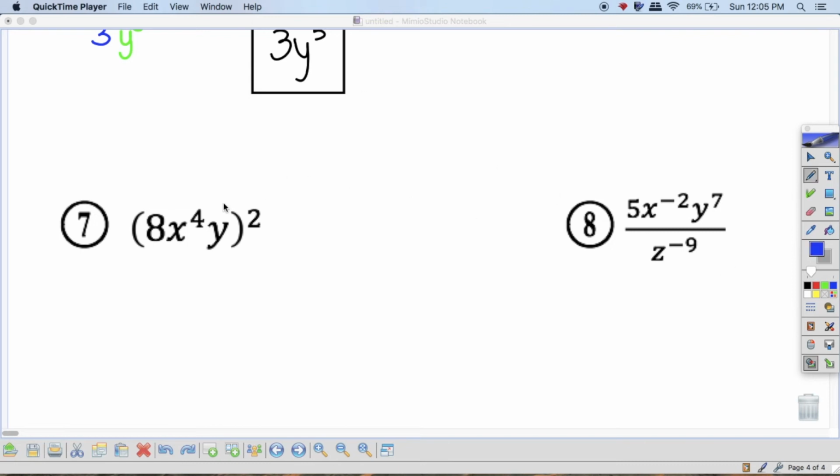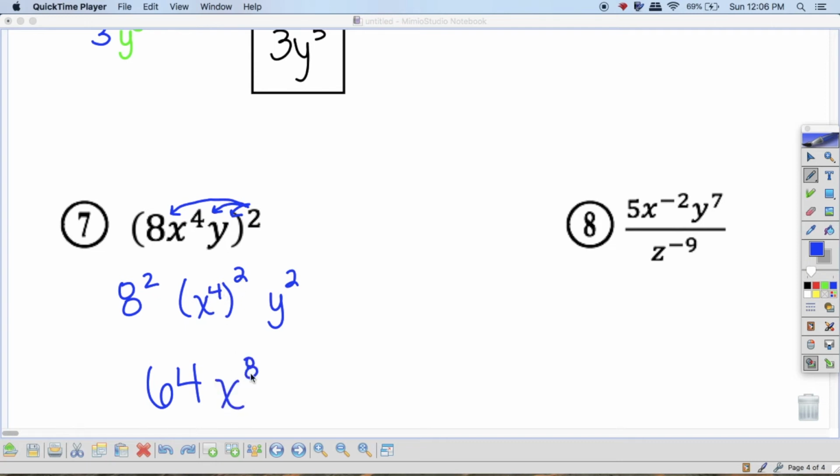I'm going to distribute this 2 exponent to everything, including the 8. So that would be 8 to the second, x to the 4th to the second power, and y to the second power. And if we did put an exponent there, it would be a 1, right? And we would be multiplying 1 times 2. What is 8 squared? 64. Make sure you're squaring numbers and not multiplying them. Not 8 times 2, but 8 to the second power. X to the 4th to the second power, I need to multiply, and y to the second.